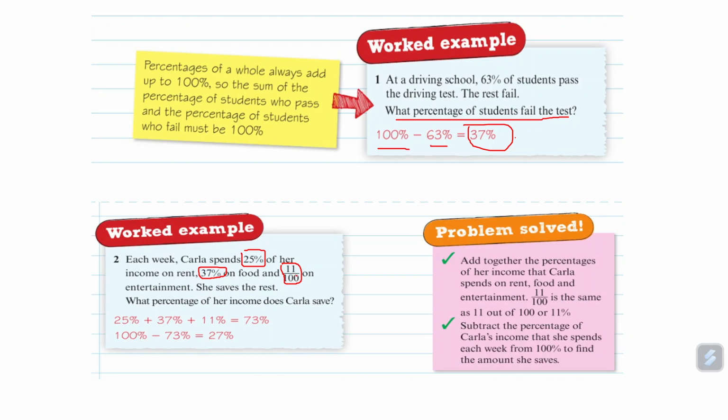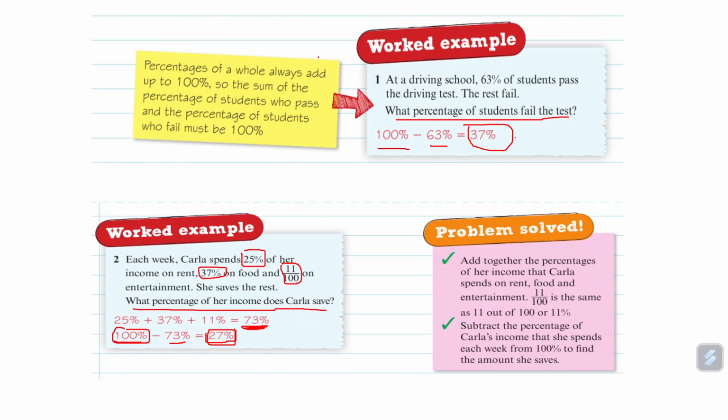So what you need to do is put this back to percentage. Remember, 11 out of 100 is the same thing as 11%. Once you add all Carla's expenses, because the question asks what percentage of her income Carla saves, this is the entire percentage for her bills. We assume her income to be 100%, so you take the expenses out of 100%, and 27% is the part she saves. That's the percentage of her income she saves.